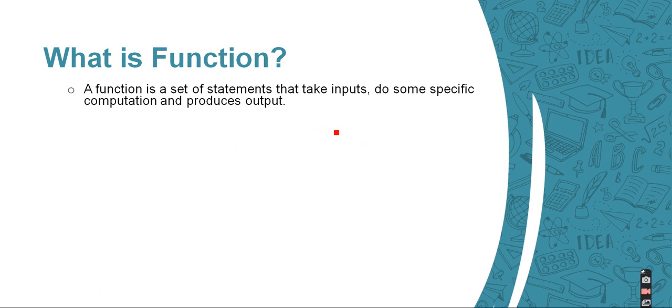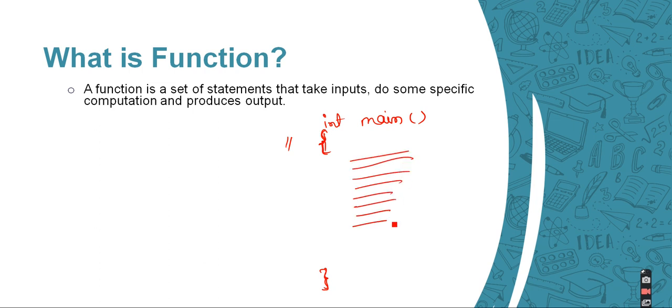So till now we have only seen the main function. Here we have a main function, and this is the scope of this main function, meaning the main function only exists within these opening braces and closing braces. So whatever I write, any program, any task, will be inside this main function.